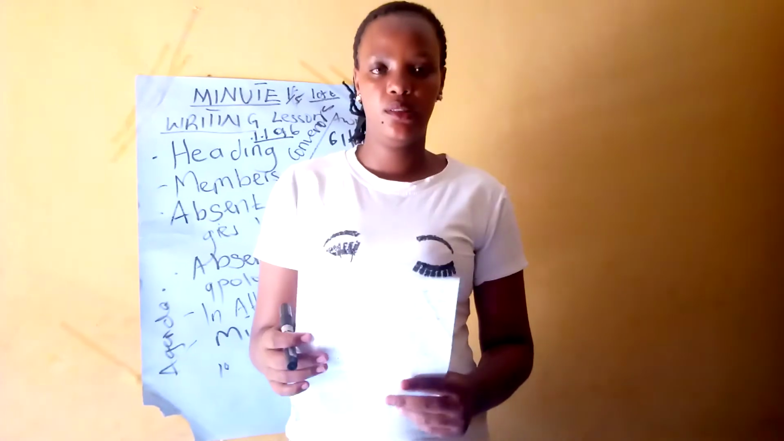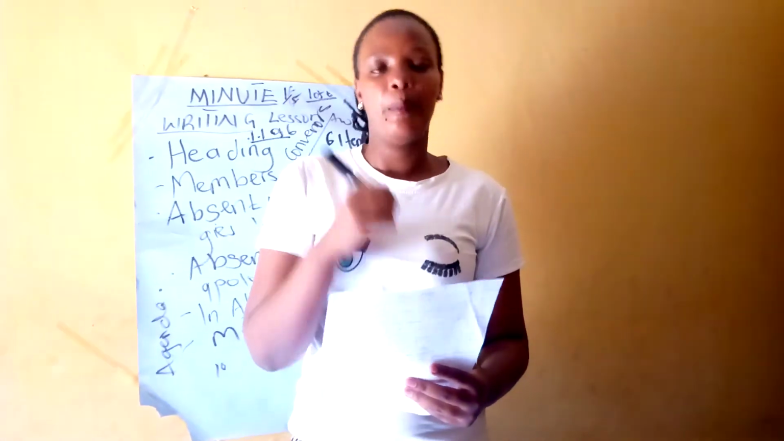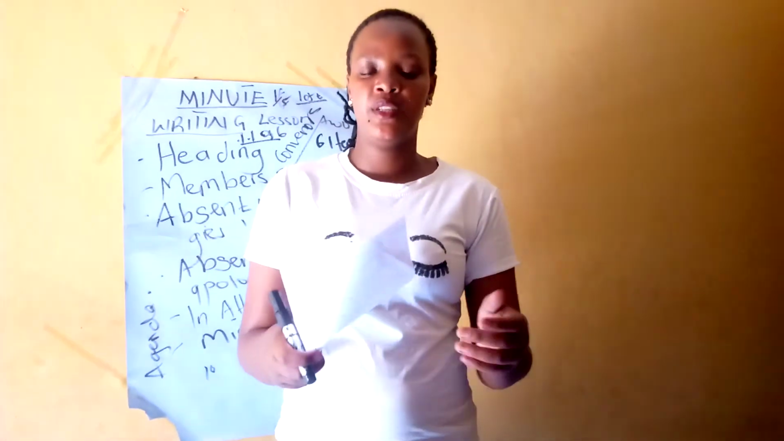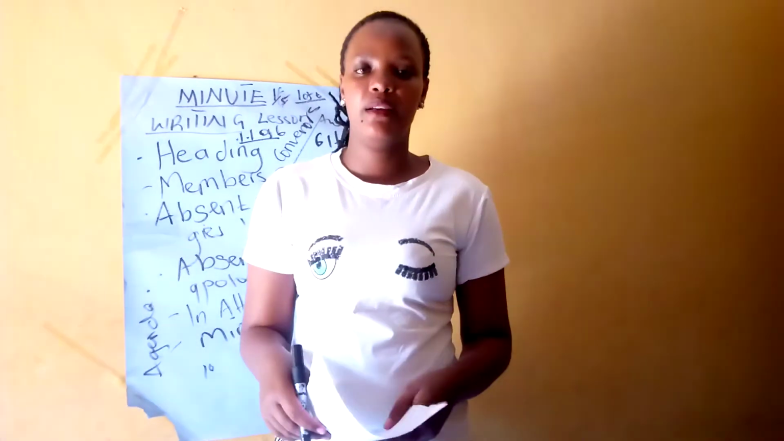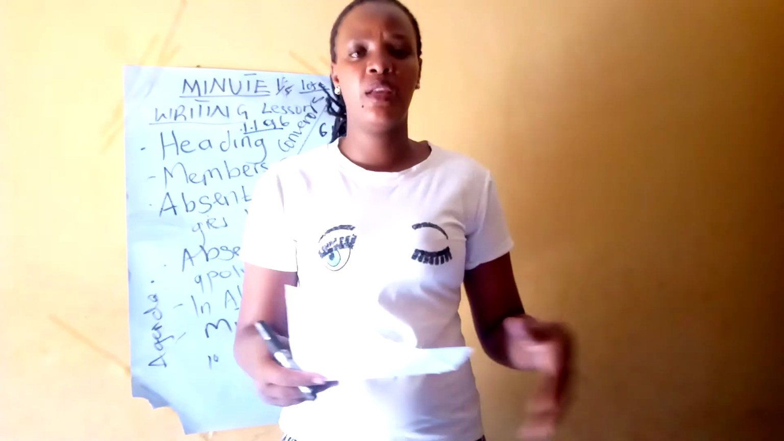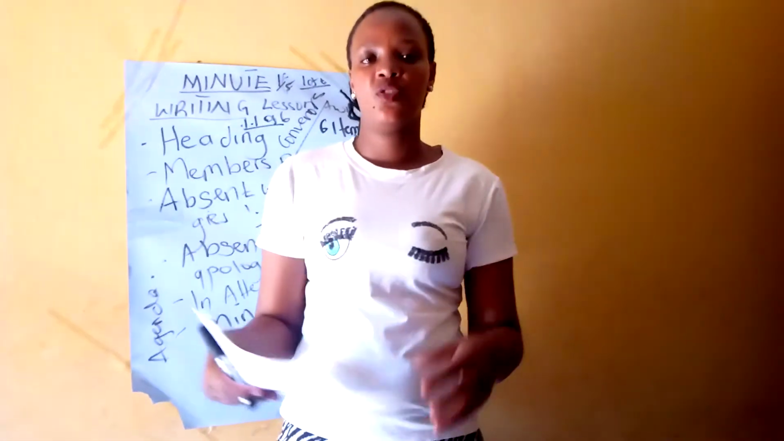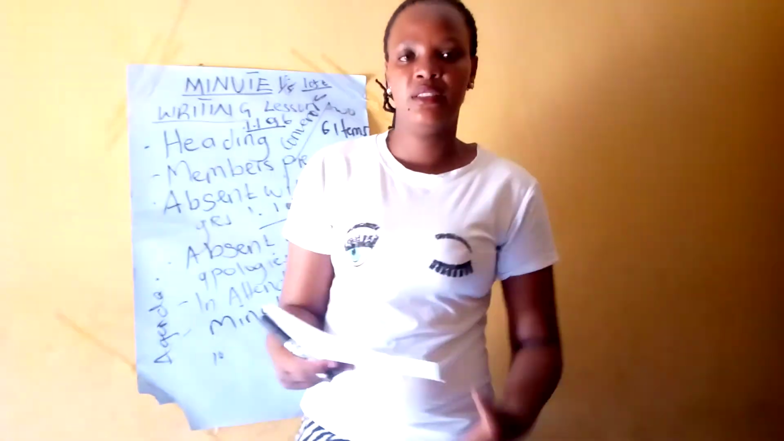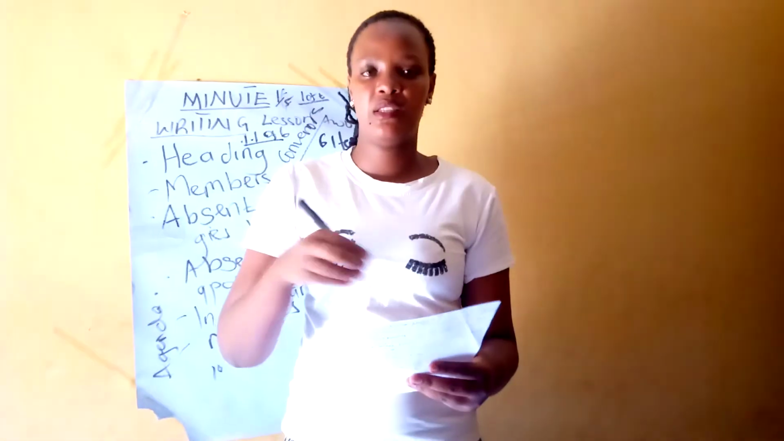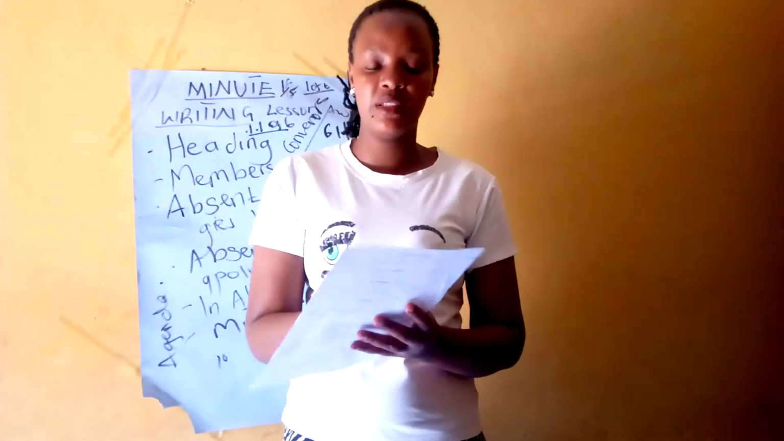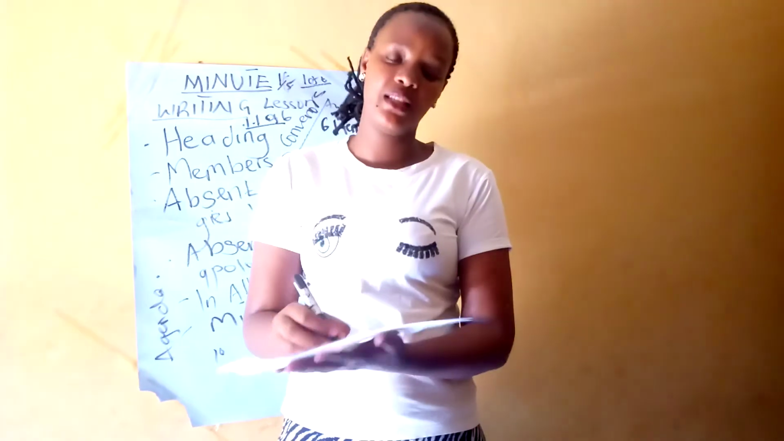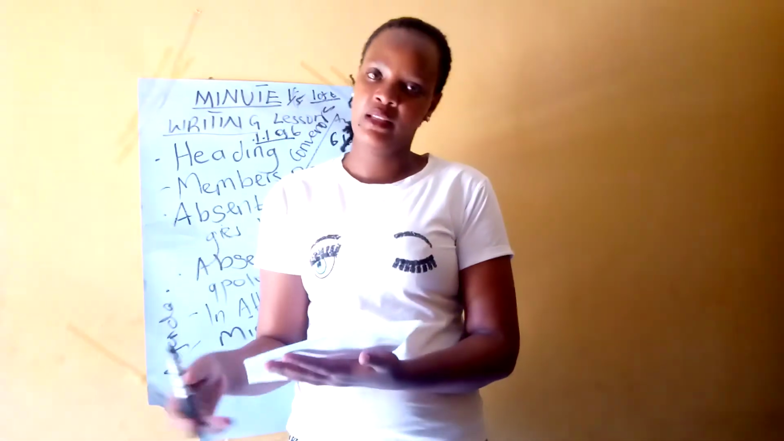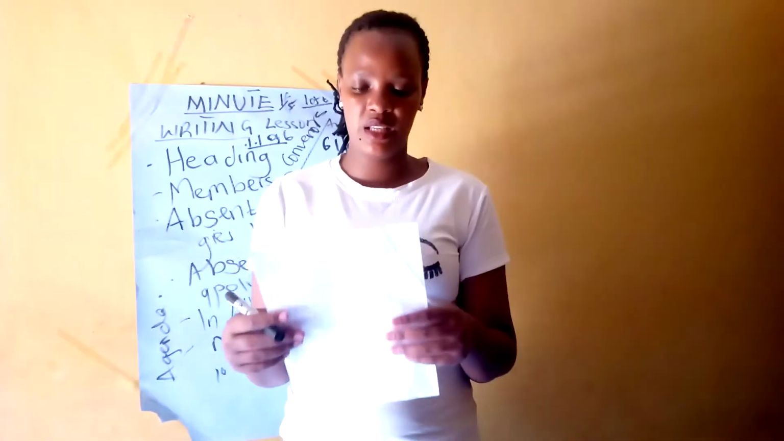NB, note. Minutes are always written in the past tense. For example, you say, chairman said this, the audience reacted like this, chairman requested this, members resolved like that. So it has to be in the past tense. Even though you are writing at this moment, chairman is saying something, you say, chairman suggested this and this. The audience requested this and this.